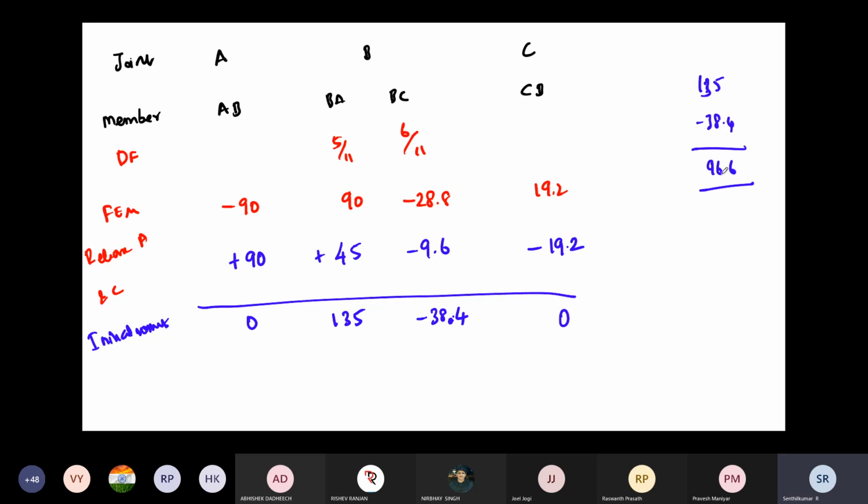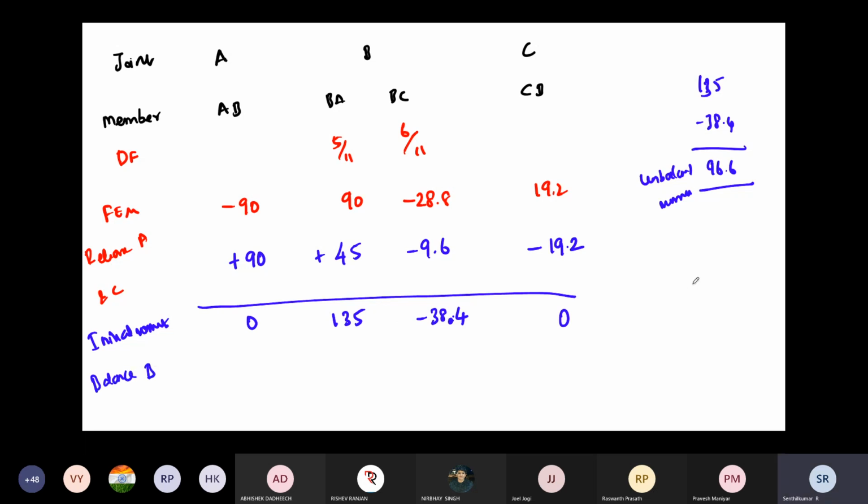96.6. Is that equal to 0? No, sir. So this is called the unbalanced moment. So again, what we have to do, we have to balance the moment. That is called balancing joint B.